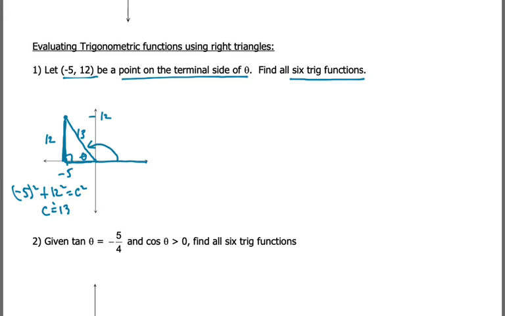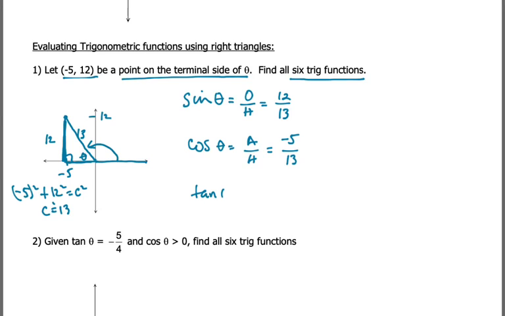It wants us to find the 6 trig functions. We've got sine theta, which if you'll recall, is the opposite over hypotenuse, so that would be 12 over 13. Then we've got cosine theta, which is adjacent over hypotenuse. So for this triangle, that would be negative 5 over 13. Then we've got tangent theta, which is opposite over adjacent. So for this triangle, that's going to be 12 over negative 5.